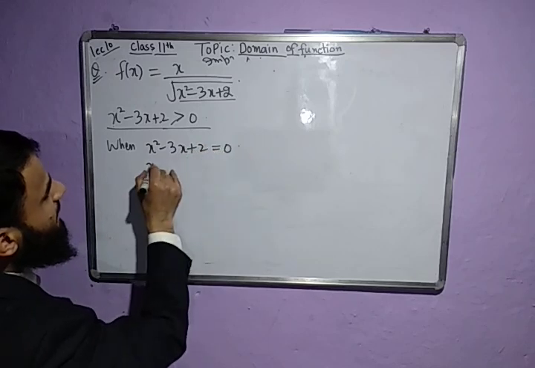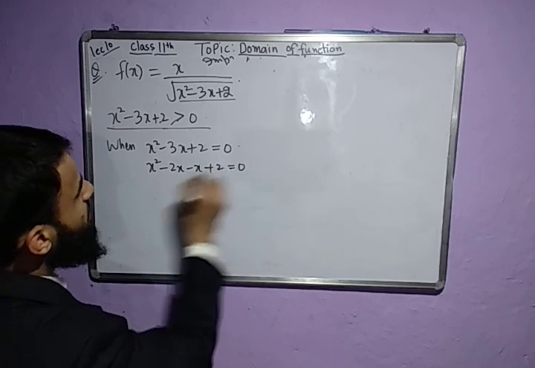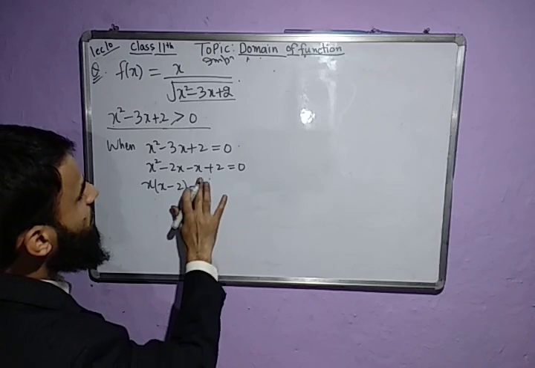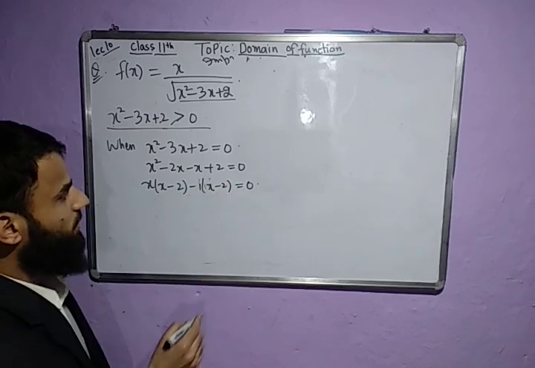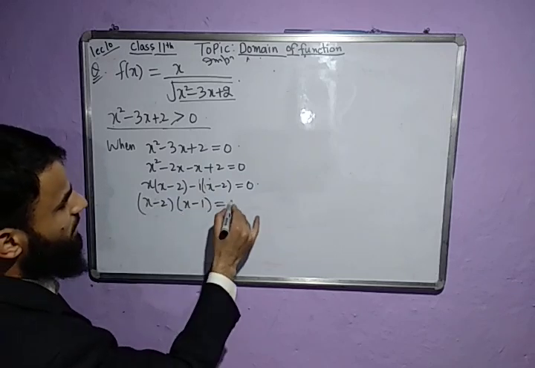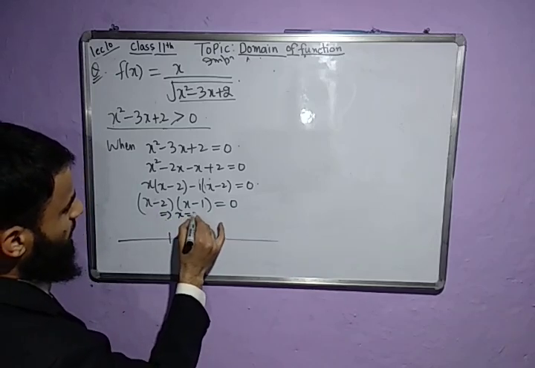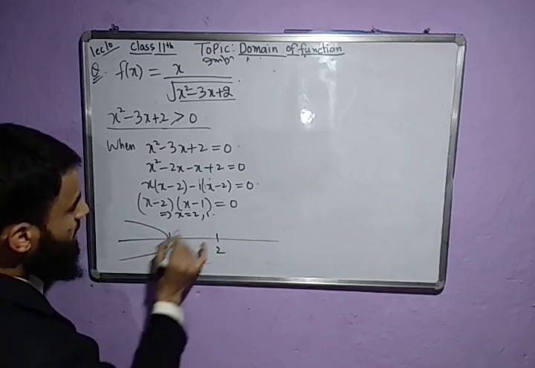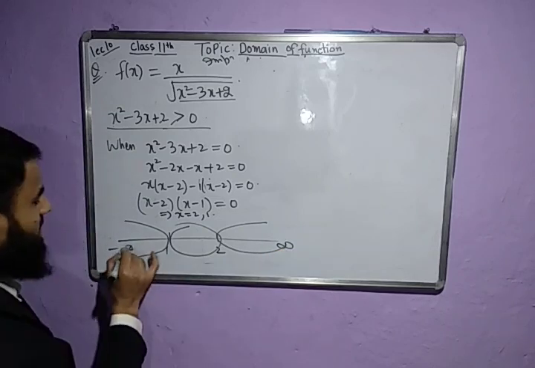I will get x square minus 2x minus x plus 2 is equal to 0. And I will get x into x minus 2 minus 1 into x minus 2 is equal to 0. And I will get x minus 2 into x minus 1 is equal to 0, which implies x is equal to 2, 1. So I'll plot 1 here and 2 here. So I will get 3 regions. This is one region, second region, and so on, across minus infinity to infinity.